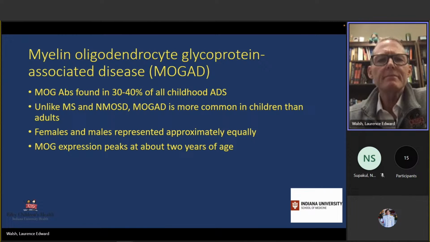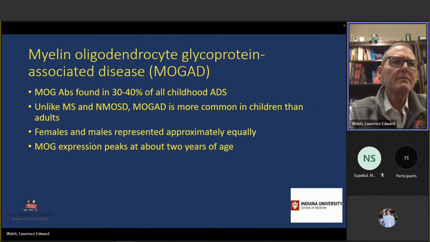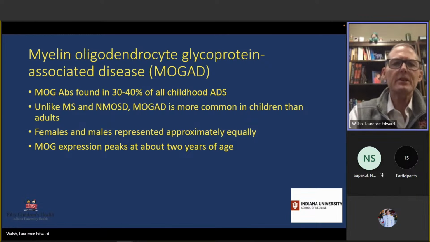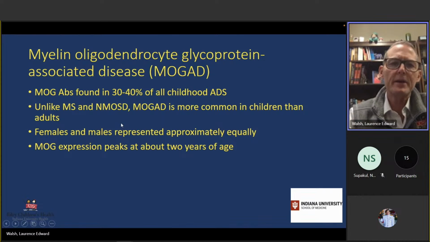Moving to MOGAD. This really is, I think, the exciting thing for the past 7 to 10 years, maybe 8 years, to think about, because it seems like, gosh, there's a syndrome there that we should really sink our teeth into and understand all the ways that this presents. It's fairly protean though, as we've shown. So it's common, 34% of all childhood ADS. It's more common in children than adults, as opposed to MS. And females to males are about 1 to 1.